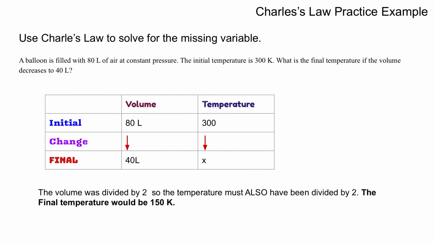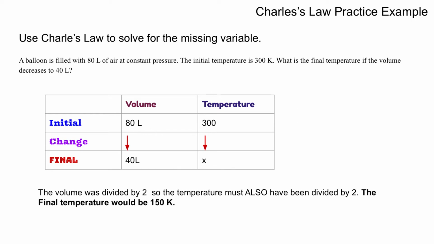Here's an example. Use Charles' Law to solve for the missing variable. A balloon is filled with 80 liters of air at constant pressure. The initial temperature is 300 K. What is the final temperature if the volume decreases to 40 liters?